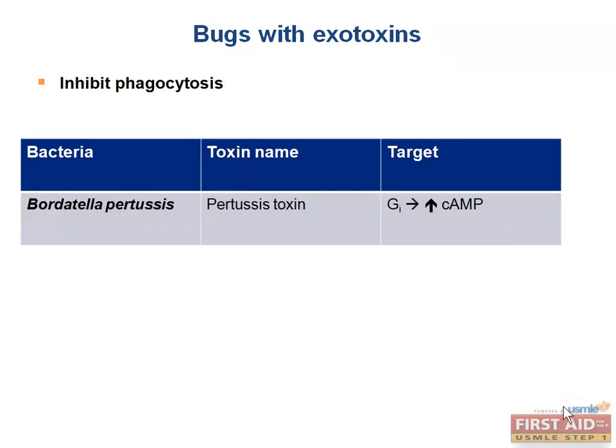Bordetella pertussis also works by activating adenylyl cyclase to increase cyclic AMP. Instead of activating GS, as we discussed with Vibrio cholera, pertussis actually disables GI. GI normally regulates adenylyl cyclase activity, so the inhibition causes uncontrolled cyclic AMP production. The result is increased cyclic AMP, which inhibits phagocytosis and provides for the prolonged survival of Bordetella pertussis.